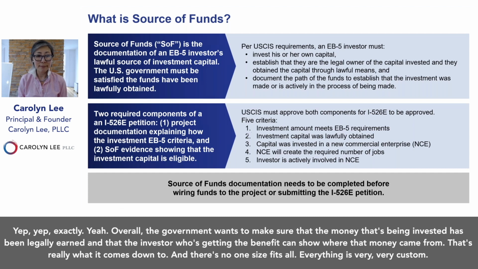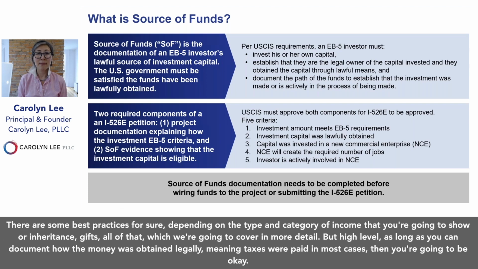Yep, exactly. Overall, the government wants to make sure that the money that's being invested has been legally earned, and that the investor who's getting the benefit can show where that money came from. That's really what it comes down to. And there's no one size fits all. Everything is very custom. There are some best practices for sure, depending on the type and category of income that you're going to show, or inheritance, gifts, all of that, which we're going to cover in more detail. But high level, as long as you can document how the money was obtained legally, meaning taxes were paid in most cases, then you're going to be okay.